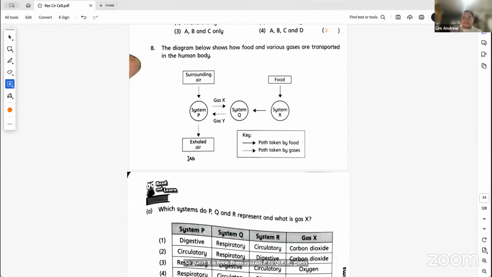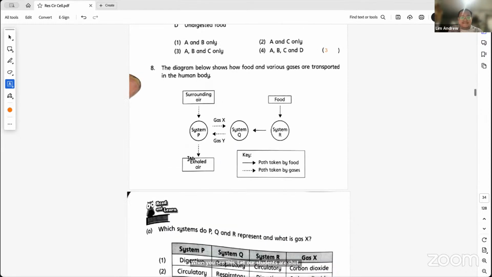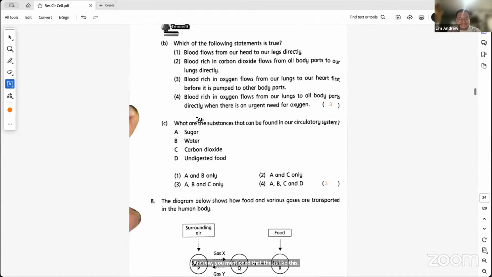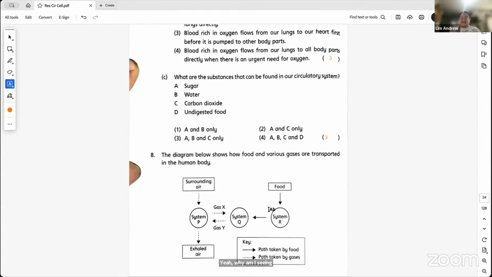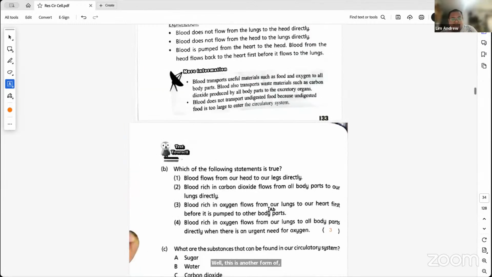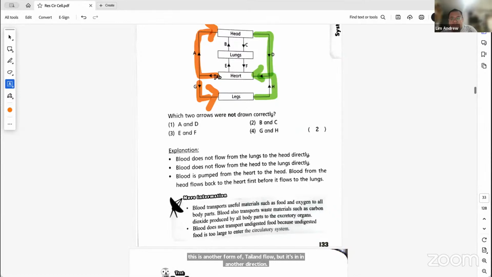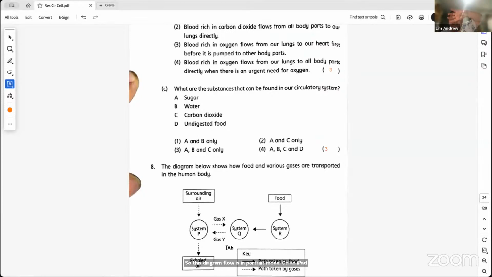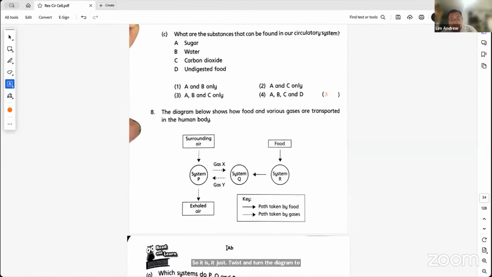When you see this diagram, many of our students are shocked. Why? Teacher Andrew, you mentioned that the diagram flow is like this. Here, why am I seeing this? Well, this is another form of diagram flow, but it is in another direction. The earlier diagram is in portrait mode on your iPad. This diagram is in landscape mode. So it just twists and turns the diagram to landscape mode. And many of our students are blurred.